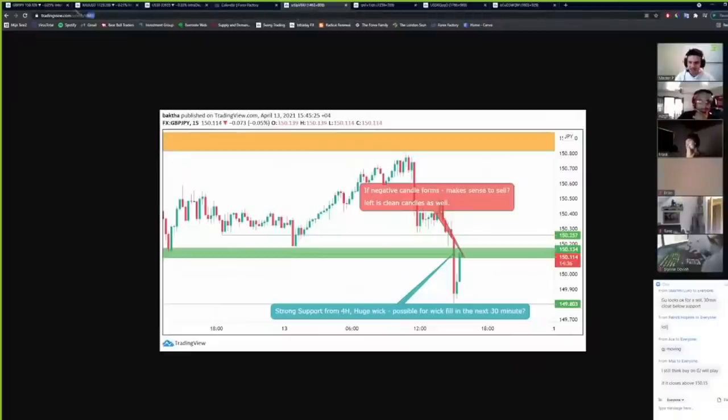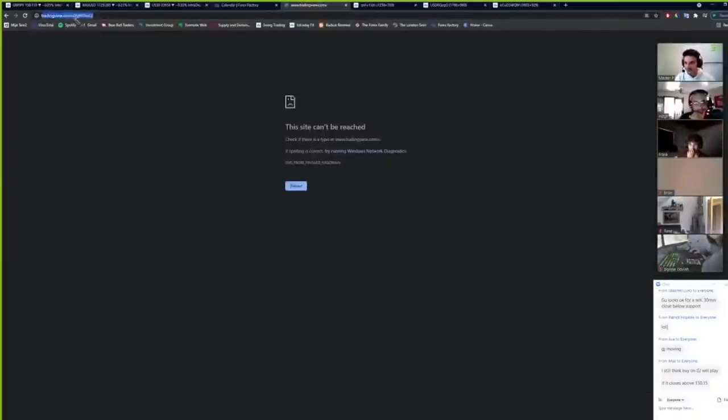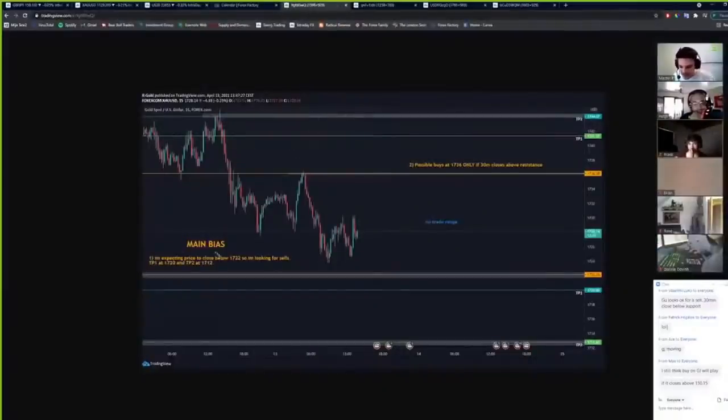Got a chart over here from an Italian. I salute you. Oh crap, again, no slash. Let's take a look at this chart. Main bias, I am expecting price to close below 1722, so I am looking for sells, TP1 at 1720 and 1712. Possible buys at 1736, only if 30M closes above resistance.